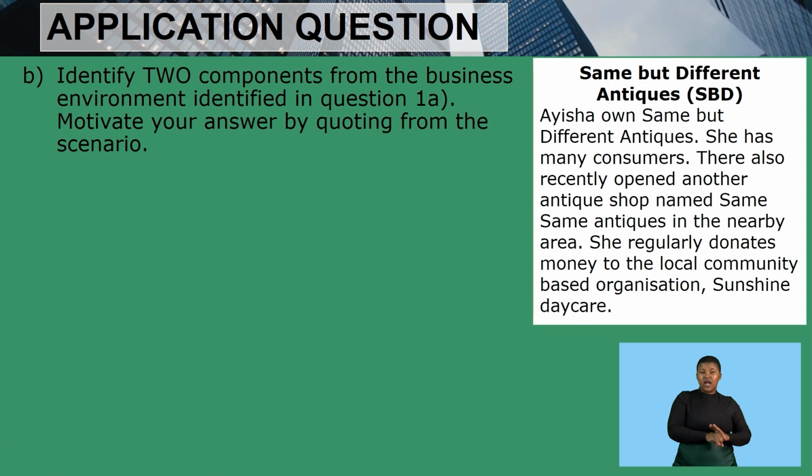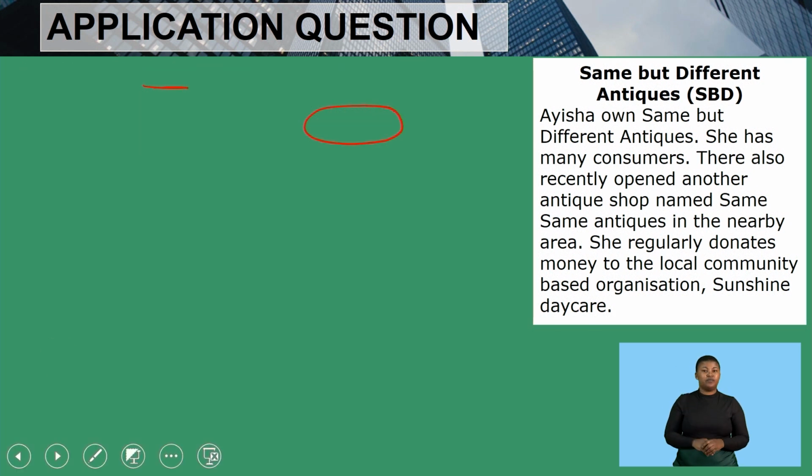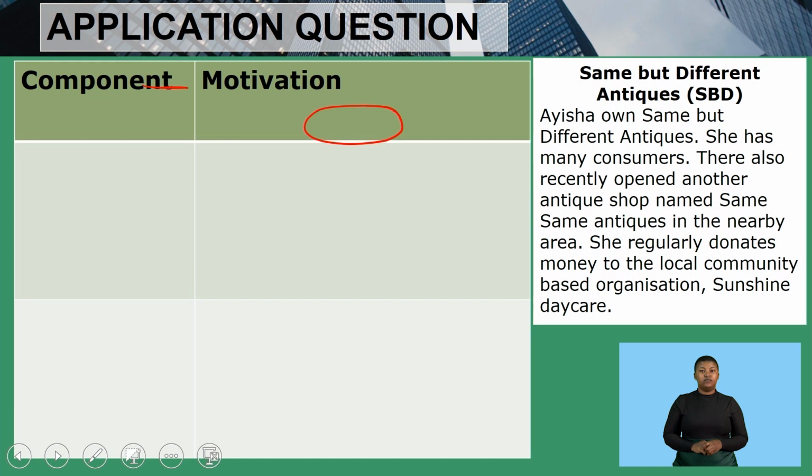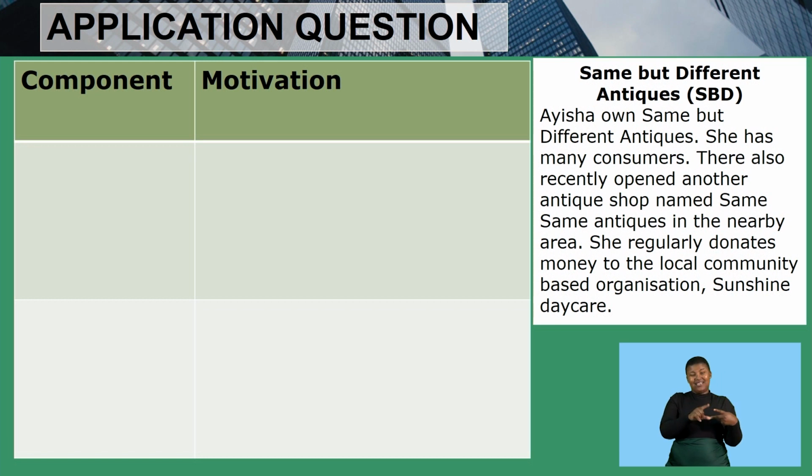Identify two components, so only two is needed, from the business environment identified in question 1A. Now, we already know it's the market environment. So we must identify two components from the market environment out of the scenario. The question then continues. Motivate your answer by, of course, quoting from the scenario. Okay, so let's use this little table. Let me just remove those red marks. We will identify the components in the first table and the motivation will be given in the second.